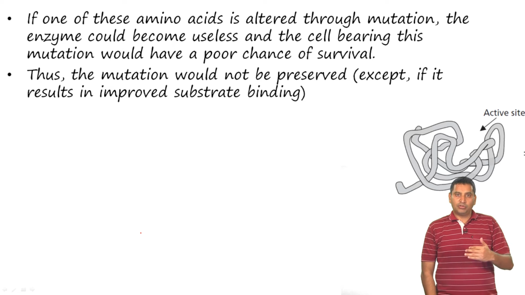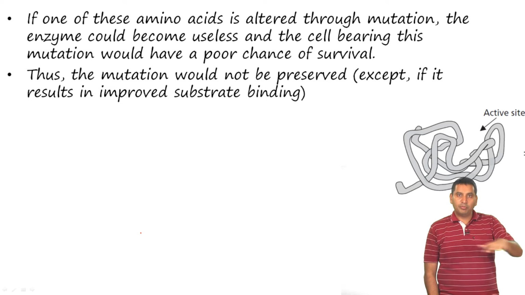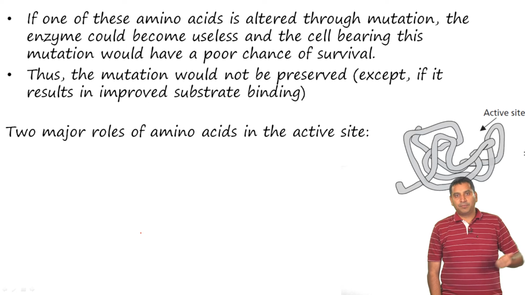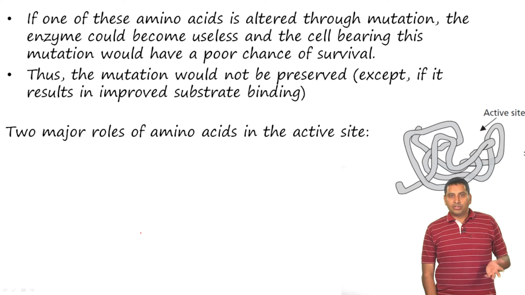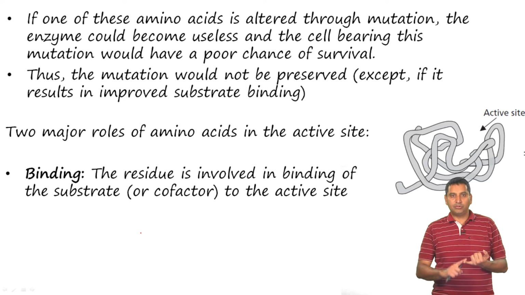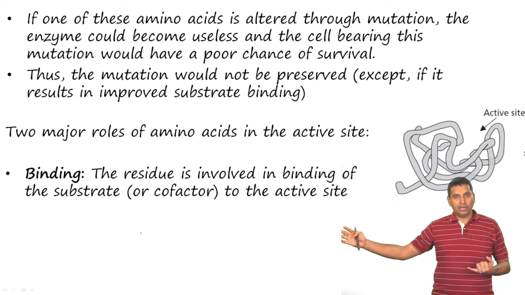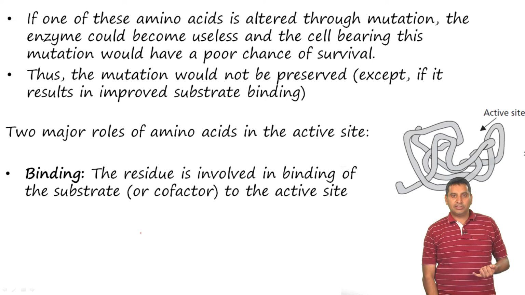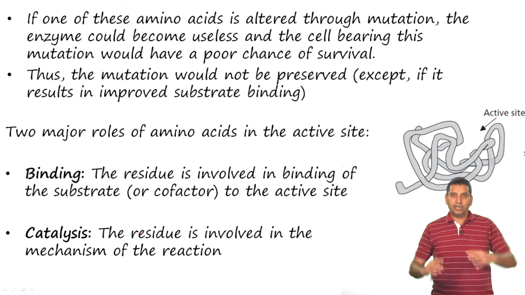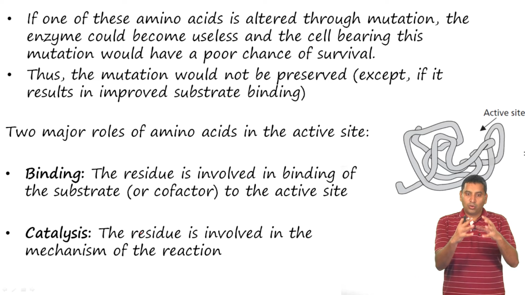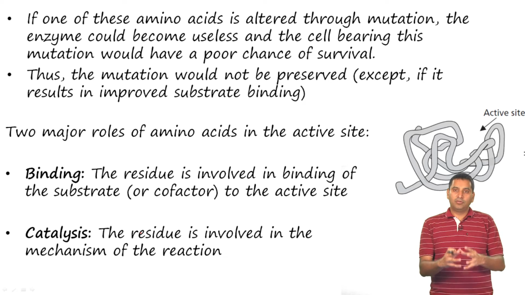Now, it is also possible that this mutation would therefore not be preserved unless it of course improves the substrate binding. So, to sum it up, there are two major roles of amino acid in the active site. The first one is to bind the substrate, or, as we will look at shortly, a cofactor, and the second part is in catalysis, where the transition state energy is lowered, right. And so, both these processes are very crucial for an enzyme to function.